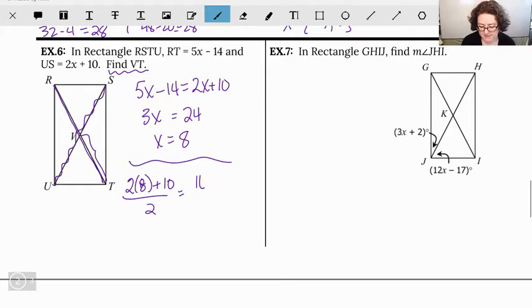So 2 times 8 is 16. 16 plus 10 gives me a 26. And half of 26 is 13. And that is my length of VT.